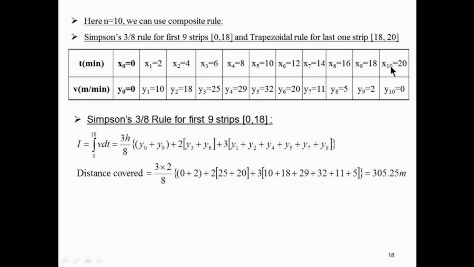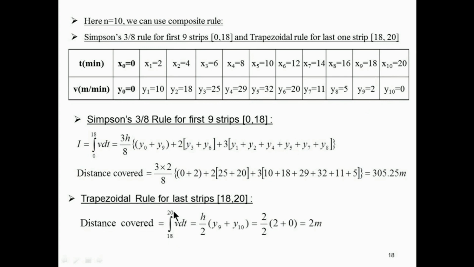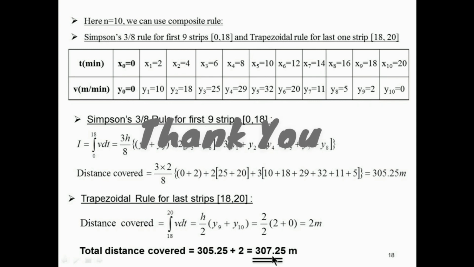For the last strip, the limit is 18 to 20, that is the integration of v dt from 18 to 20. The formula is h by 2 into y9 plus y10, so the last two terms will be y9 and y10. The distance covered in the last interval is 2 meters. So the total distance covered is the addition of these two, which is 307.25 meters. In this way we can use a combined rule for solving some of the problems. Thank you.